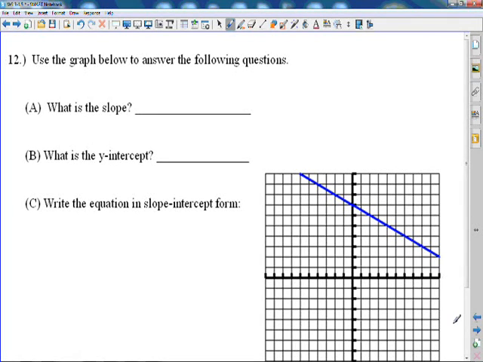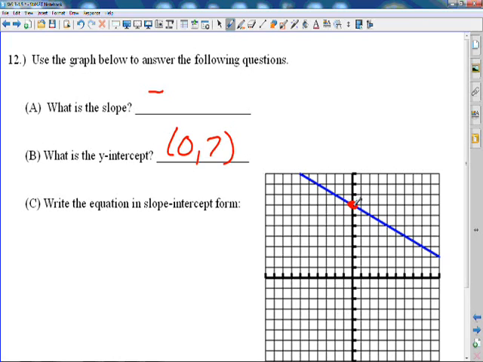All right, here's the next one. What is the slope? I know my line is going down. It's going to be negative. But you know what? I don't even like starting there. I want to go to my y-intercept. I want to start here. 1, 2, 3, 4, 5, 6, 7. 0, 7. Now I can start.